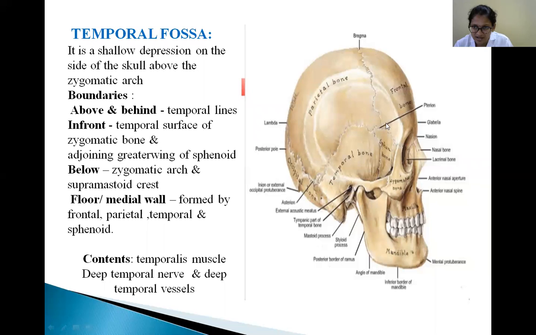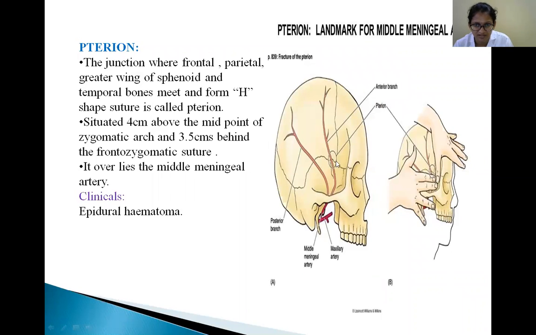Okay, it has some clinical importance because beneath the central point of the pterion, the anterior branch of the middle meningeal artery lies. The anterior branch of the middle meningeal artery lies beneath the pterion. See, this is the pterion.